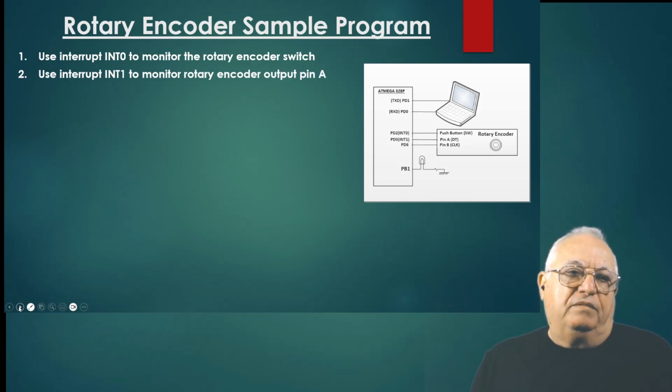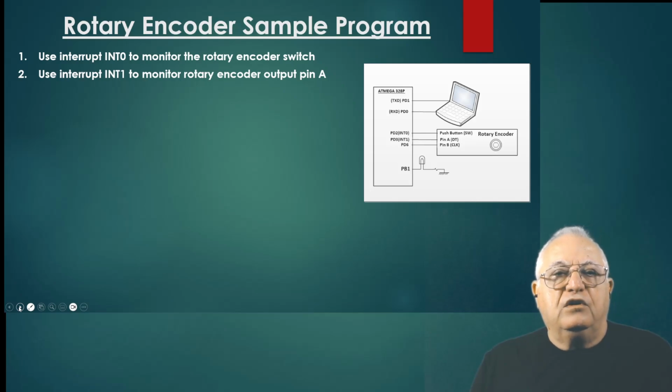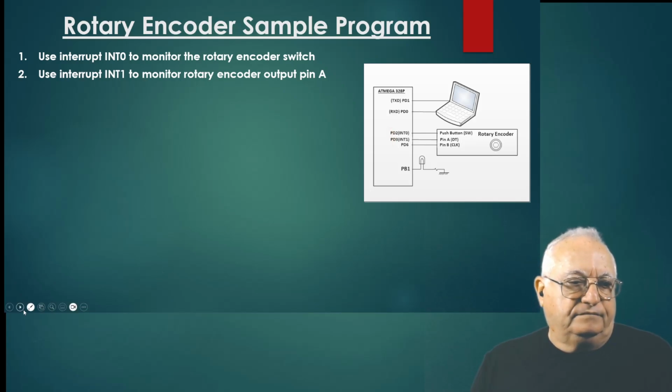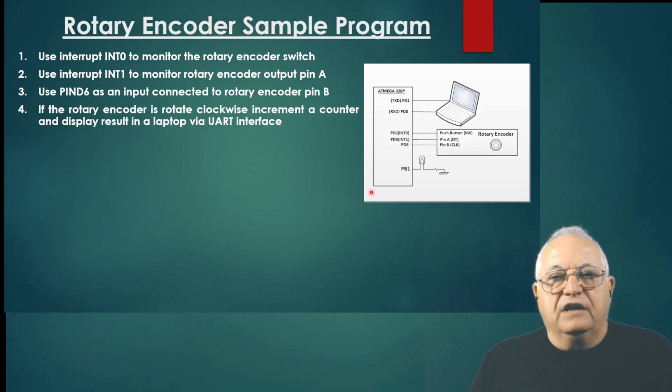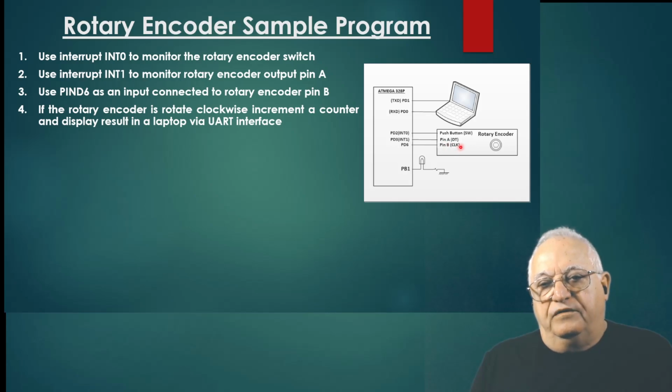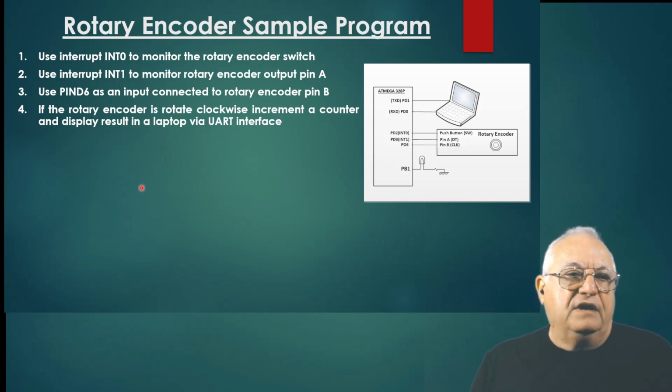Use interrupt INT1 to monitor rotary encoder output A, the push button. Use pin 6 as an input connected to rotary encoder output pin B, so we can read the output from the encoder, pin B. If the rotary encoder is rotated clockwise, increment a counter and display the results on the laptop.